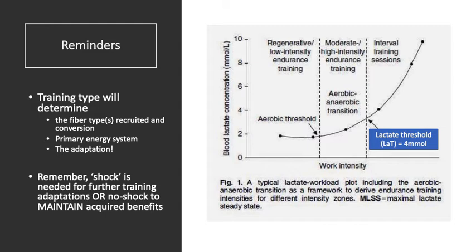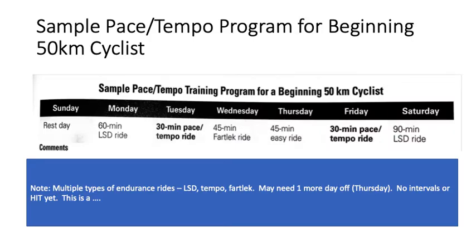Instead, that pyruvate gets shuttled to lactate, and then that lactate gets dumped into the blood, and we are able to see the accumulation of the lactate, indicating that the muscle has had more hydrogen ion production, which may lead to more. Now let's go over a program design, a sample program for a beginner 50K cyclist.